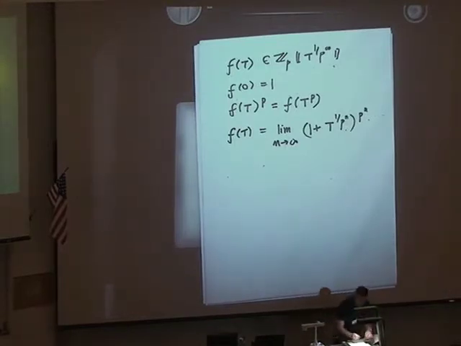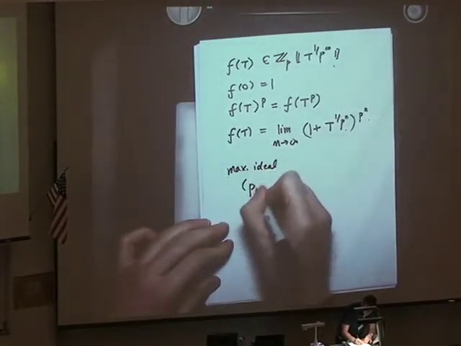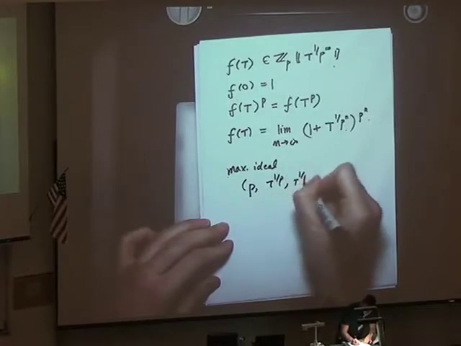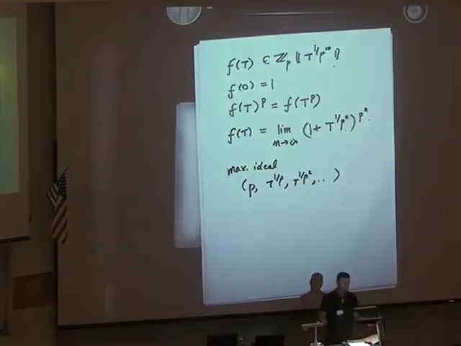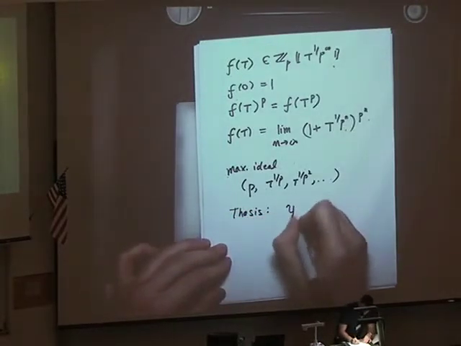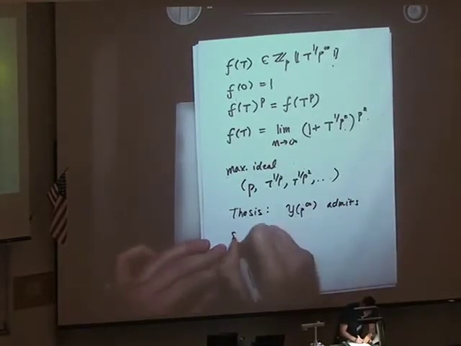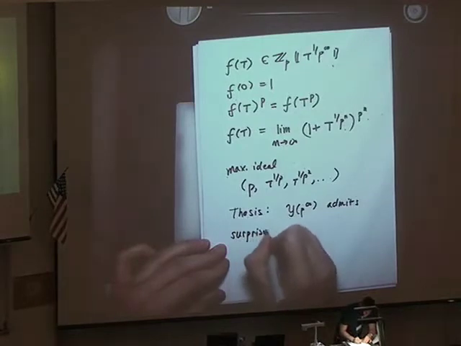And by the way, what's the maximal ideal of this ring? It's the thing generated by p, t to the 1 over p, t to the 1 over p squared, and so forth. You really need infinitely many generators. So there's a non-finitely generated ideal for you, okay? So in this sense, this is like the p-adic analog of that solenoid from the previous slide. All right. So the kind of main point of the whole thing, the thesis, is that whatever Y of p infinity is, it admits a surprisingly nice description.